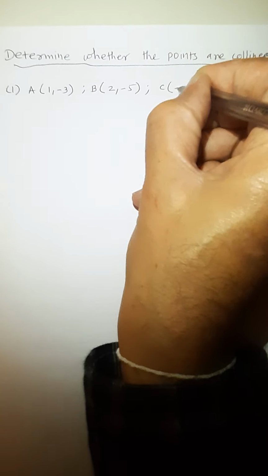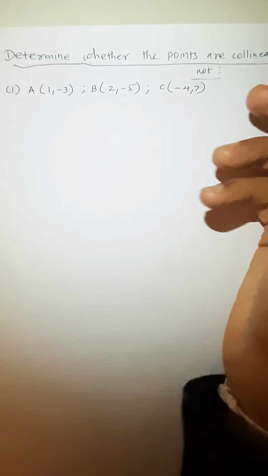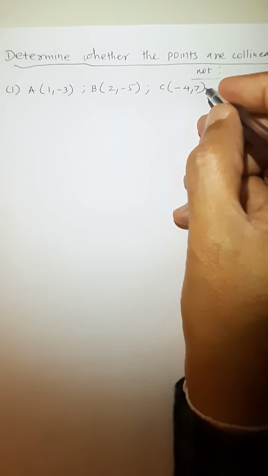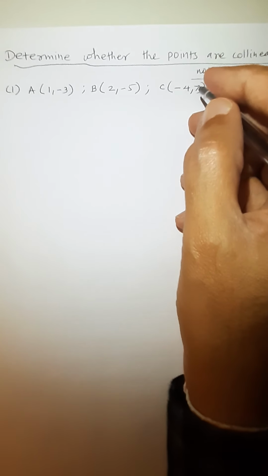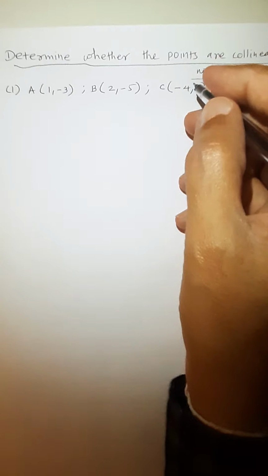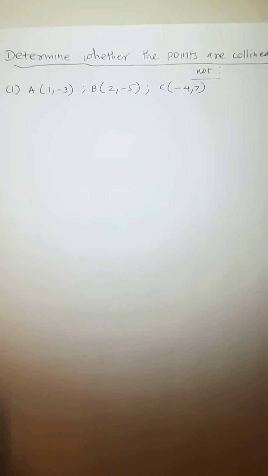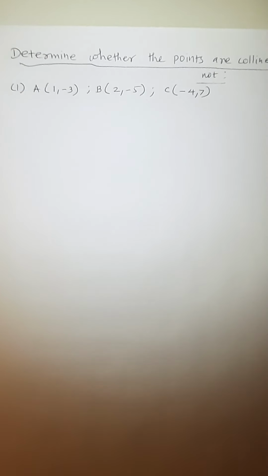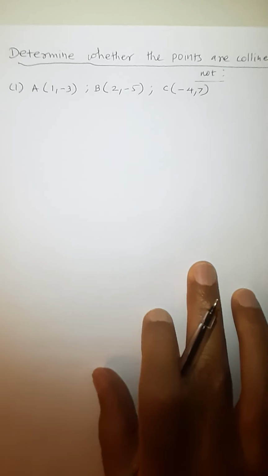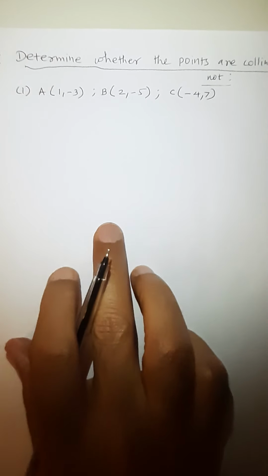Third point is C having coordinate minus 4, 7. So now what I will be doing here is... One minute. I think in the previous sum where I obtained minus 29 by 2 the whole square, I will have to see. No, there is no issue. Let us solve this sum first, and if there is any query, we will solve it.